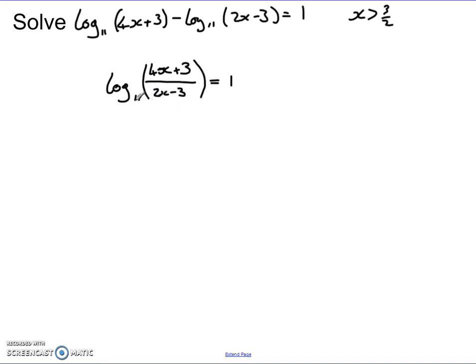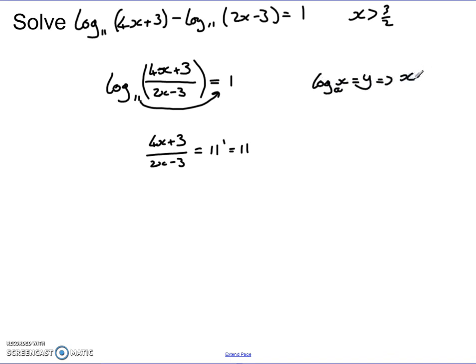So now, my 11th power of 1 equals this. So what that means is I could say that (4x plus 3) over (2x minus 3) equals 11 to the power of 1, which is 11. Because remember, log to the base a of x equals y means that I can write x equals a to the power of y. And that's all I've done here. And now this is a simple equation to solve. (4x plus 3) over (2x minus 3) equals 11. Cross multiply, and you get 4x plus 3 equals 11 bracket 2x minus 3.